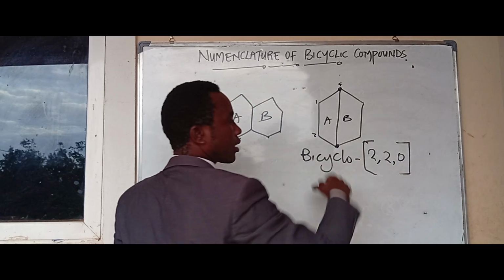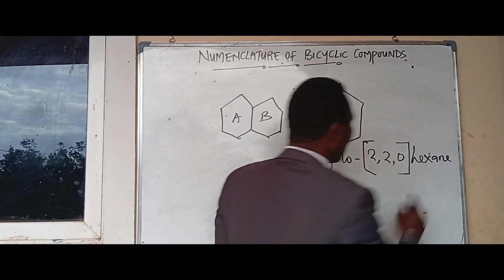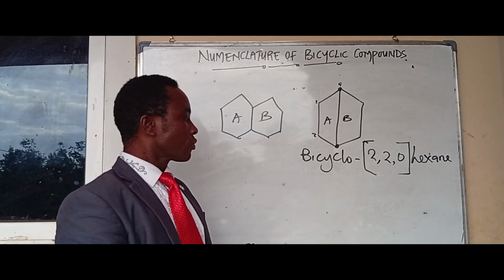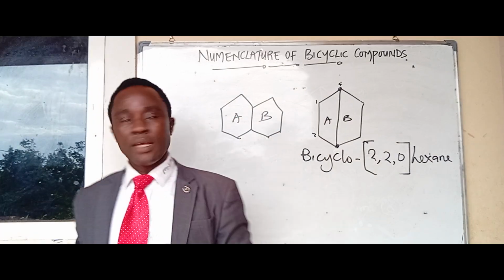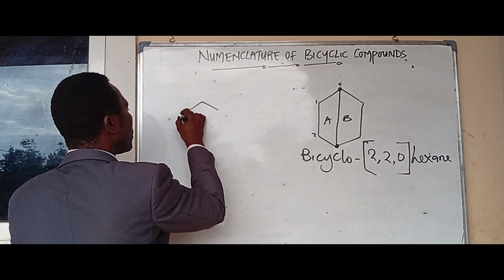Then the total carbon atom is 6, and that is hexane. That is why the name of this compound is bicyclo 220 hexane. Then we can take another one. We want to name this compound.